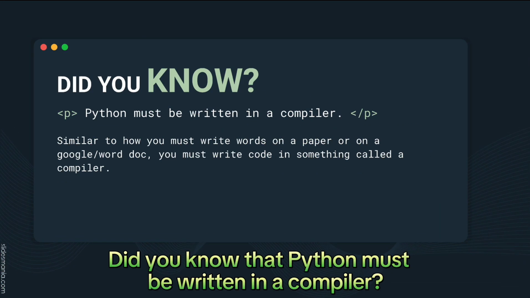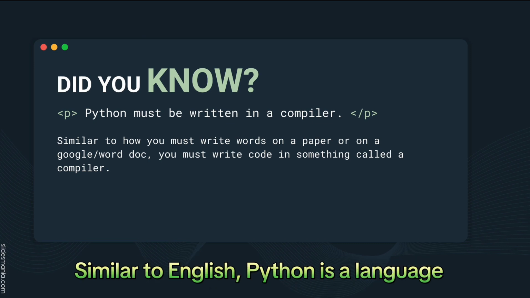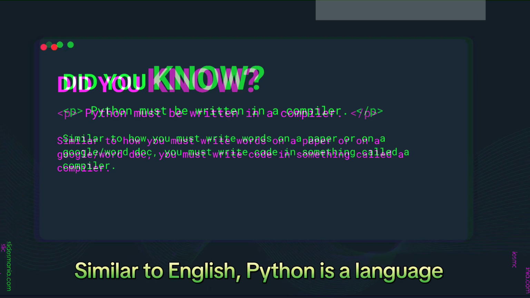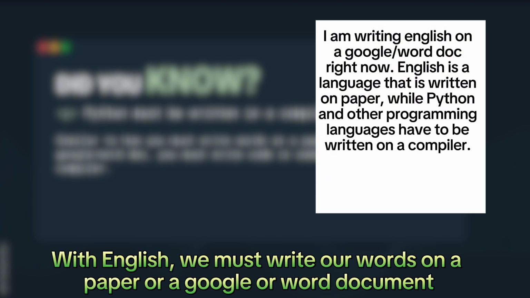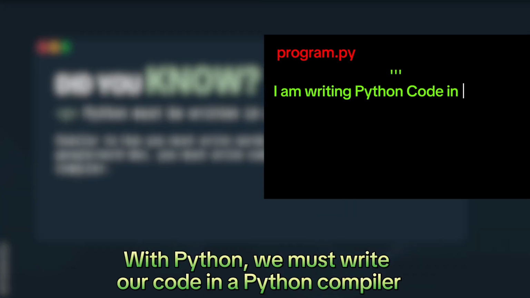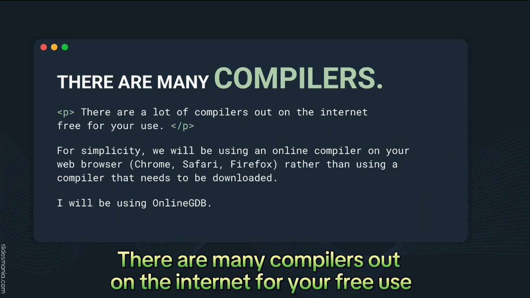Did you know that Python must be written in a compiler? A compiler is a place where you can write and run your code. Similar to English, Python is a language. With English, we must write our words on a paper or a Google or Word document. With Python, we must write our code in a Python compiler. There are many compilers out on the internet for your free use.